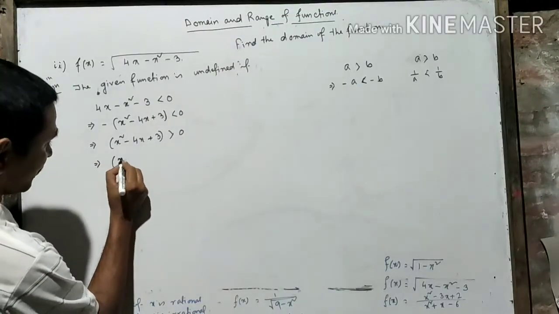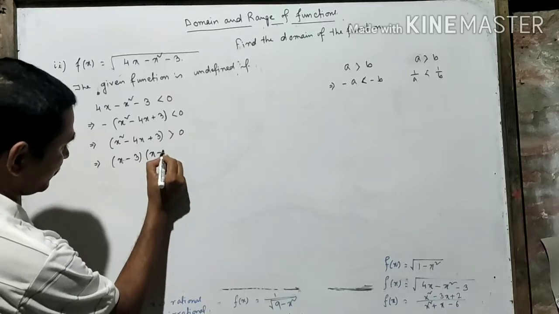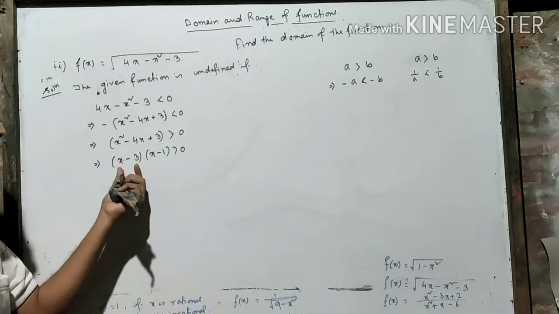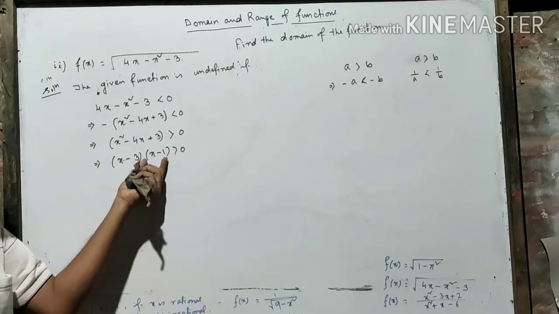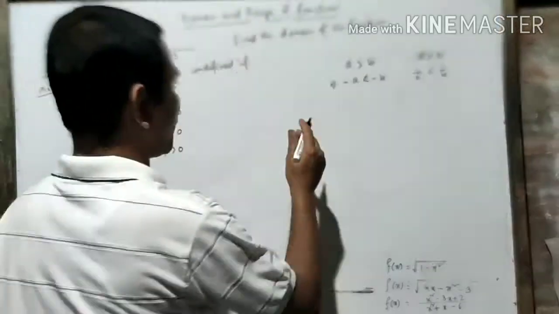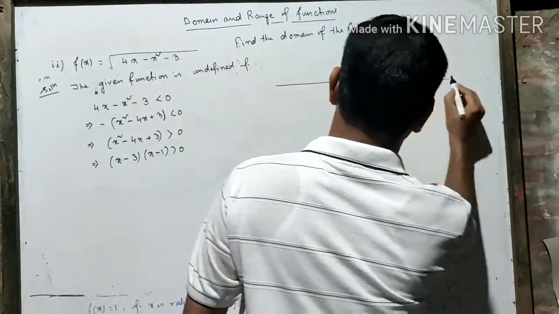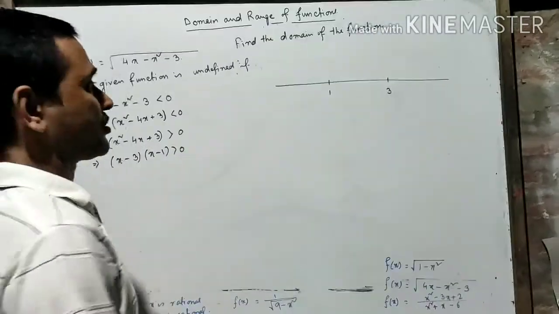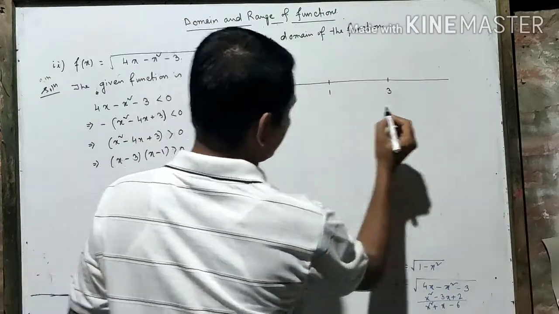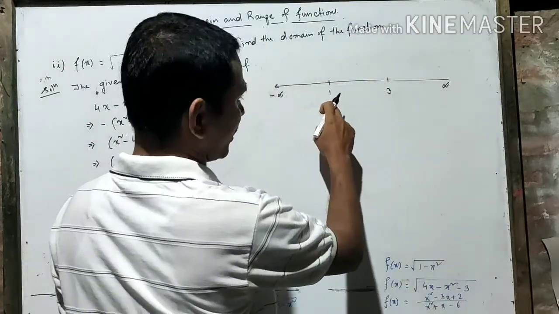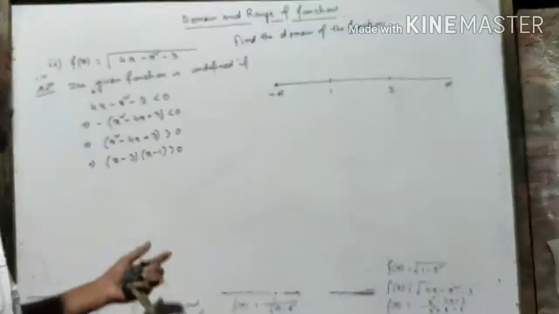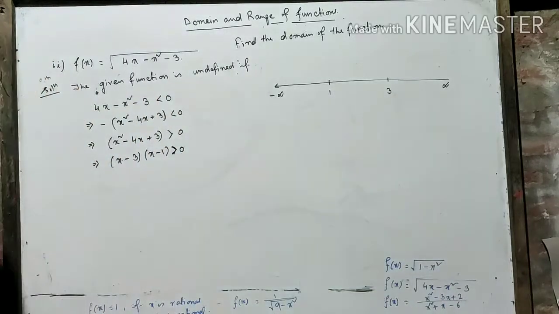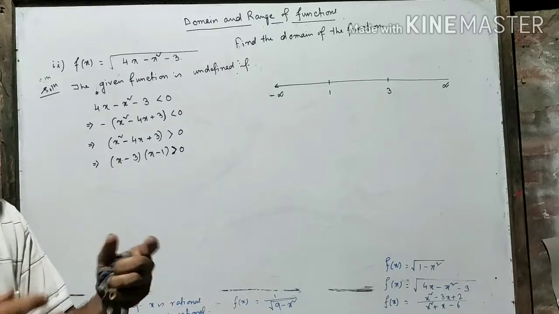Now we do middle term factorization of this quantity. x minus 3 into x minus 1 is greater than 0. Now we find the zeros of this polynomial. This part will be 0 if x equals 3. This part will be 0 if x equals 1. So the zeros of the polynomial are 1 and 3. You put the values on the number line, 1 and 3. So it divides the real line into 3 parts: minus infinity to 1, 1 to 3, and 3 to infinity. So we have to check among these intervals where this polynomial is positive.